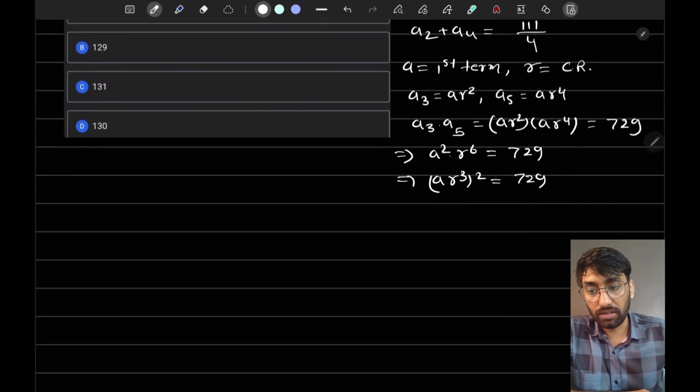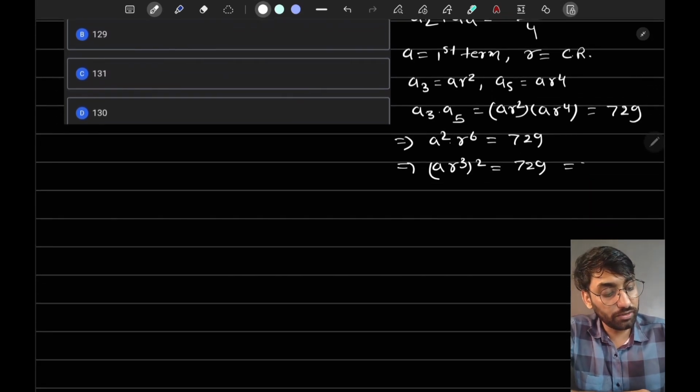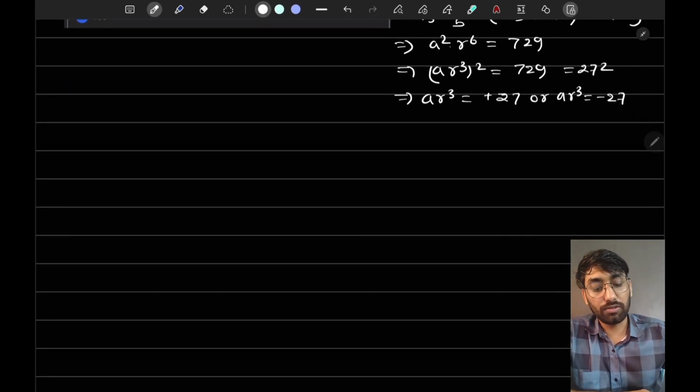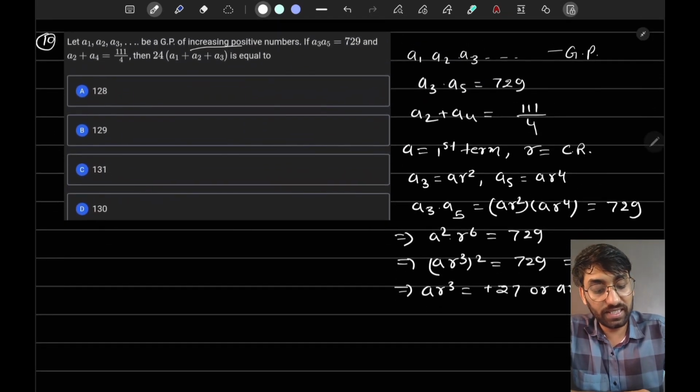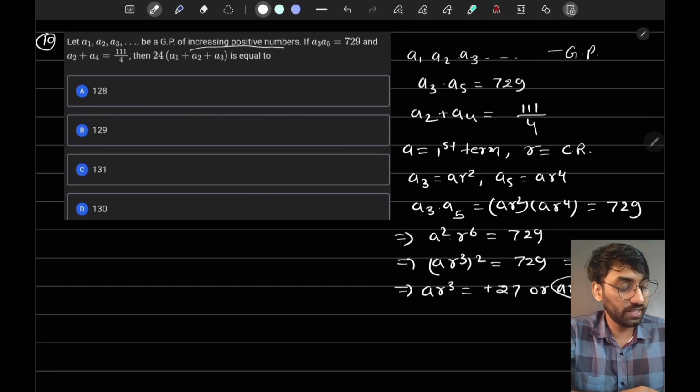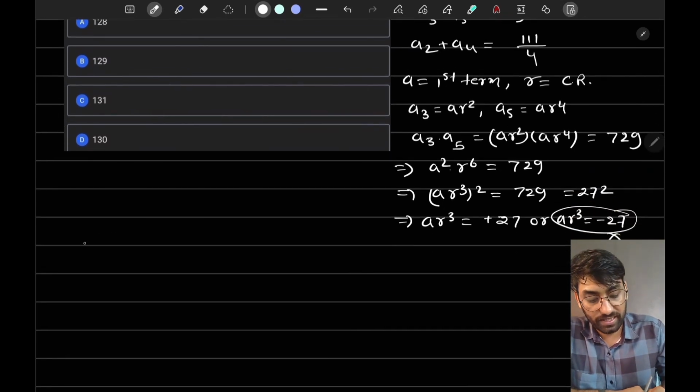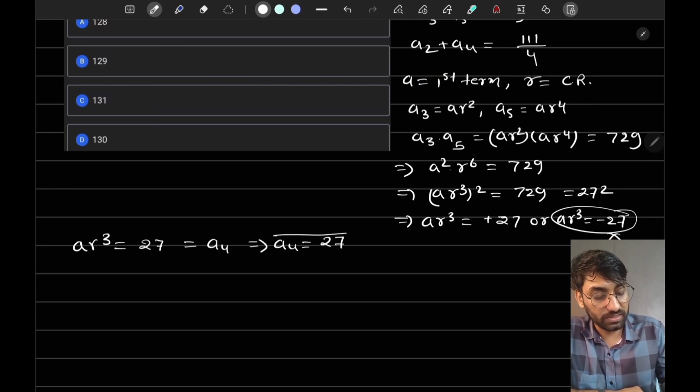Correct? Now, 729 is nothing but 27 the whole square. So, ar cube is either plus 27 or ar cube is minus 27. Correct? But in the question they have mentioned that it is a series of increasing positive numbers. So this thing I cannot take. So from here I can get ar cube as 27. So ar cube is nothing but what? That is my fourth term. So from here I will get my a4 as 27. Okay. This is nice information that I got.